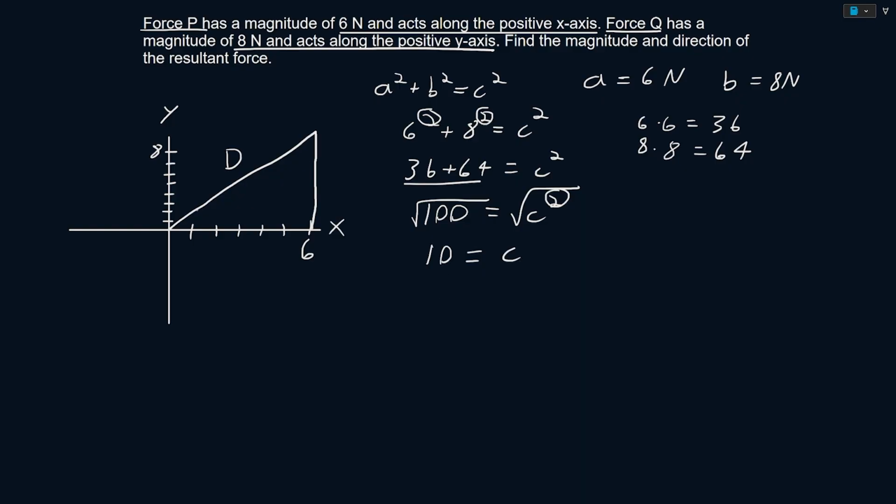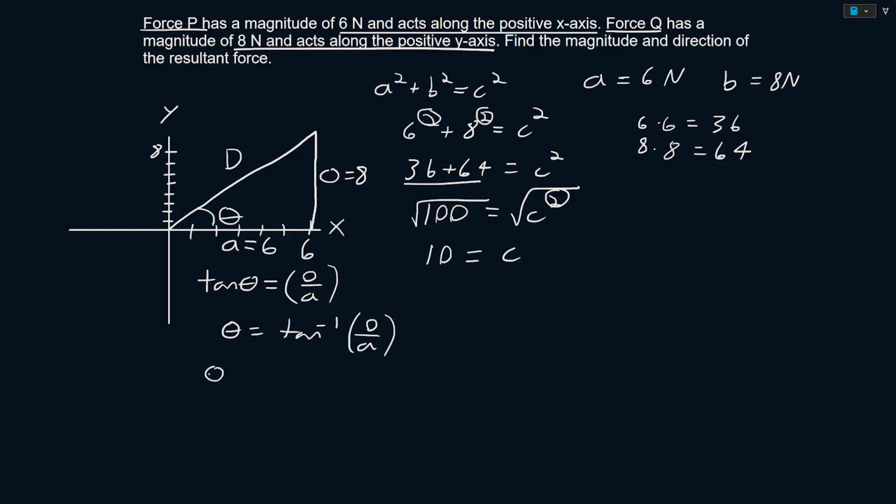In order to find the direction of the resultant force, we need to find this angle theta. To find theta, we can use the trig function of tangent of theta is equal to the opposite over adjacent legs. And theta is equal to tangent inverse of the opposite over adjacent legs. Our opposite leg is equal to force Q, which is equal to 8, and our adjacent leg is equal to force P, which is equal to 6.